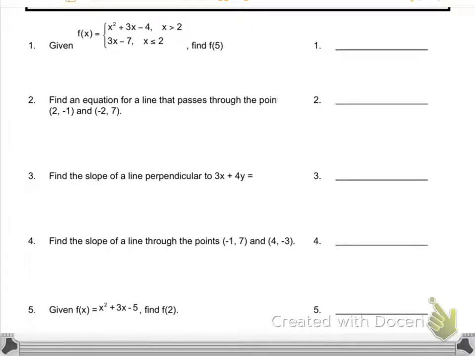Pre-Calculus Semester 1 Final Exam Review. Let's get started with number 1. Given these formulas, find f of 5. Your input is 5. You find that right there.